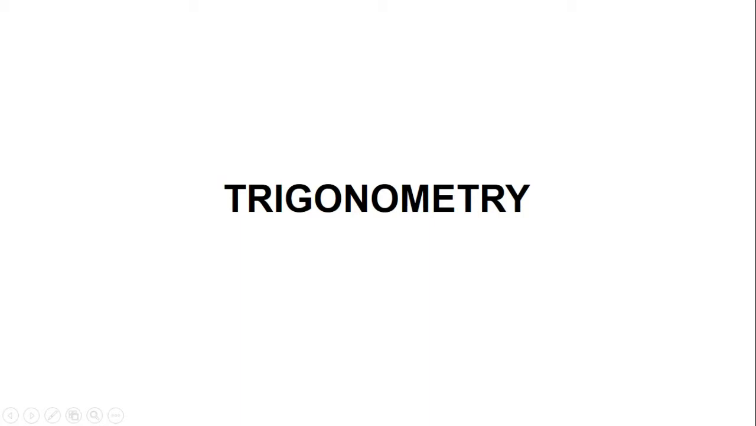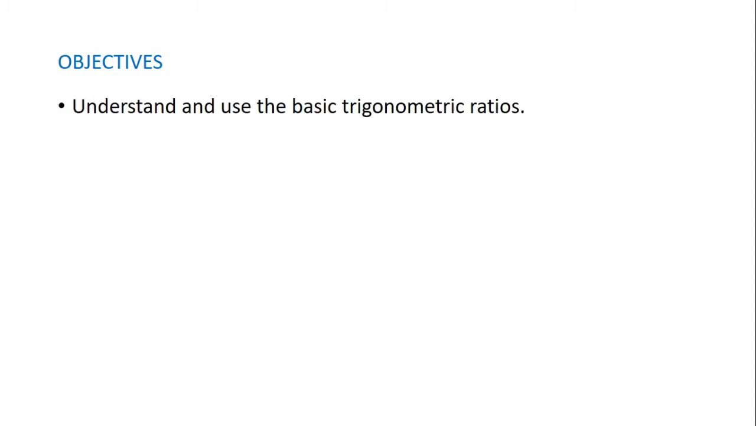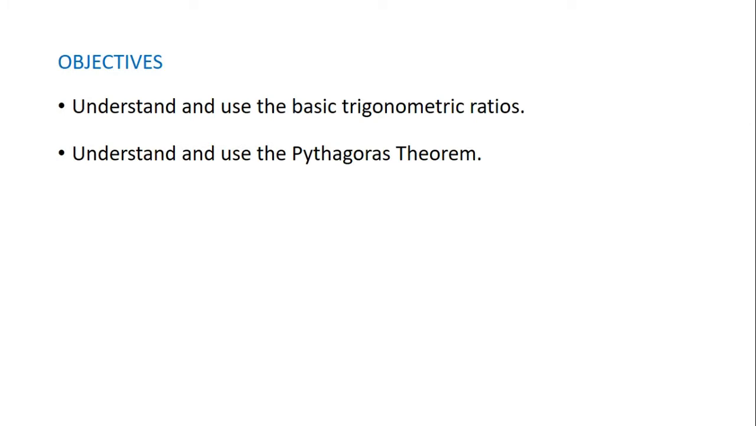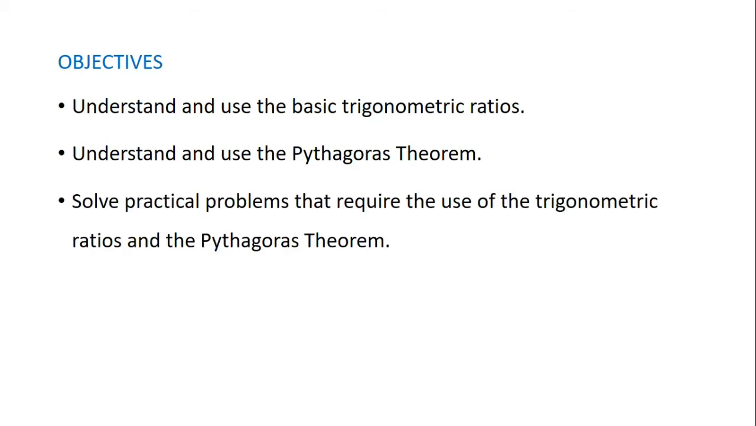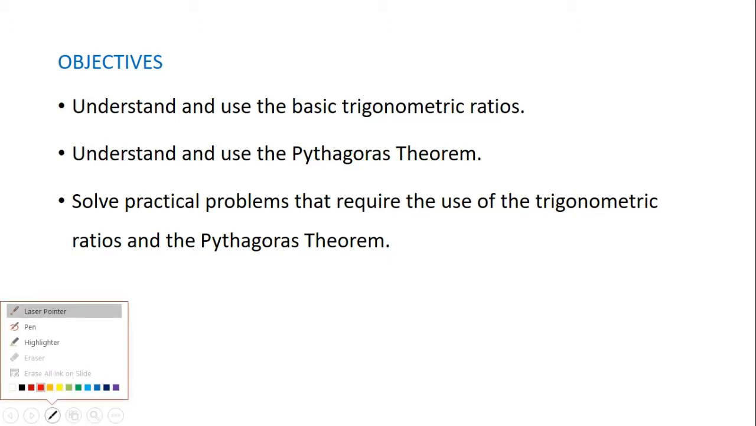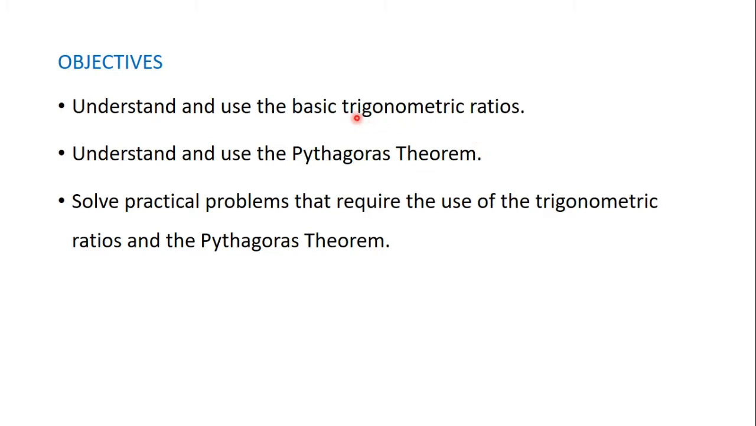We are beginning a new topic today, trigonometry. What are the objectives that we look forward to achieving at the end of this topic? At the end of this topic, you should be able to understand and use the basic trigonometric ratios. You should be able to understand and use the Pythagoras theorem. And you should be able to solve practical problems that require the use of the trigonometric ratios and the Pythagoras theorem. So, our studies on trigonometry will be mainly centered on the trigonometric ratios and the Pythagoras theorem.